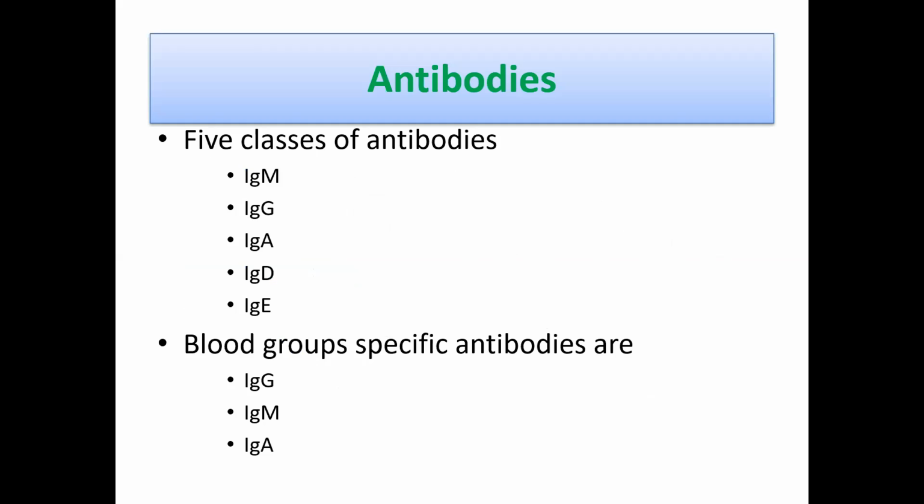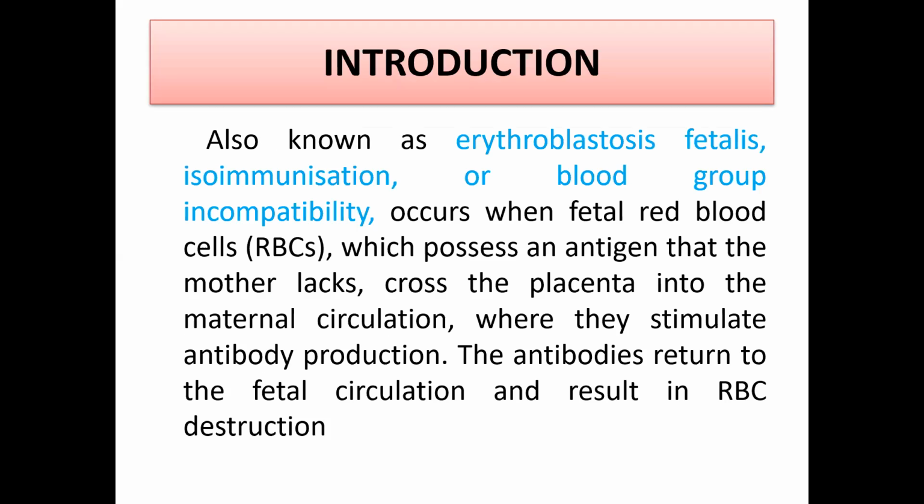Now the antibodies. There are five classes of antibodies: IgM, IgG, which is transmitted, IgA, IgD, and IgE. The blood group specific antibodies are IgG, IgM, or IgA. Okay, so now we will discuss the hemolytic disease. As you heard about erythroblastosis fetalis, isoimmunization or blood group incompatibility occurs when red blood cells carrying an antigen that the mother lacks cross the placenta into the maternal circulation, where they stimulate antibody production. The antibody returns to the fetal circulation, resulting in RBC destruction.